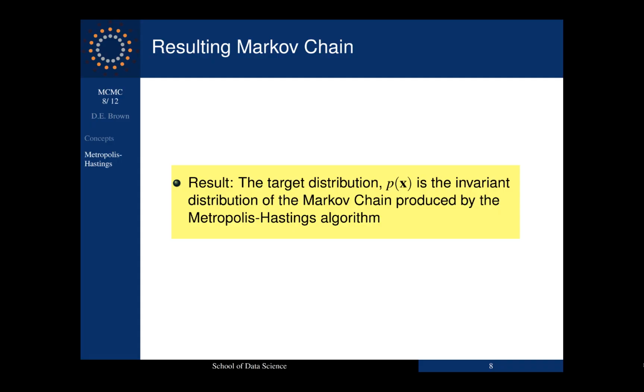The result of using Metropolis-Hastings for these general cases is that we get the target distribution that we're after. It is in fact the result of this Markov chain process that we produced, and this Markov chain gives us this invariant distribution as a result of just doing this sampling over and over again.